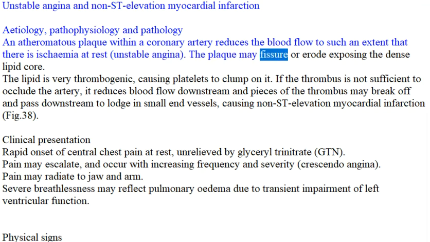The plaque may fissure or erode, exposing the dense lipid core. The lipid is very thrombogenic, causing platelets to clump on it. If the thrombus is not sufficient to occlude the artery, it reduces blood flow downstream and pieces of the thrombus may break off and pass downstream to lodge in small end vessels, causing non-ST elevation myocardial infarction, Fig. 38.